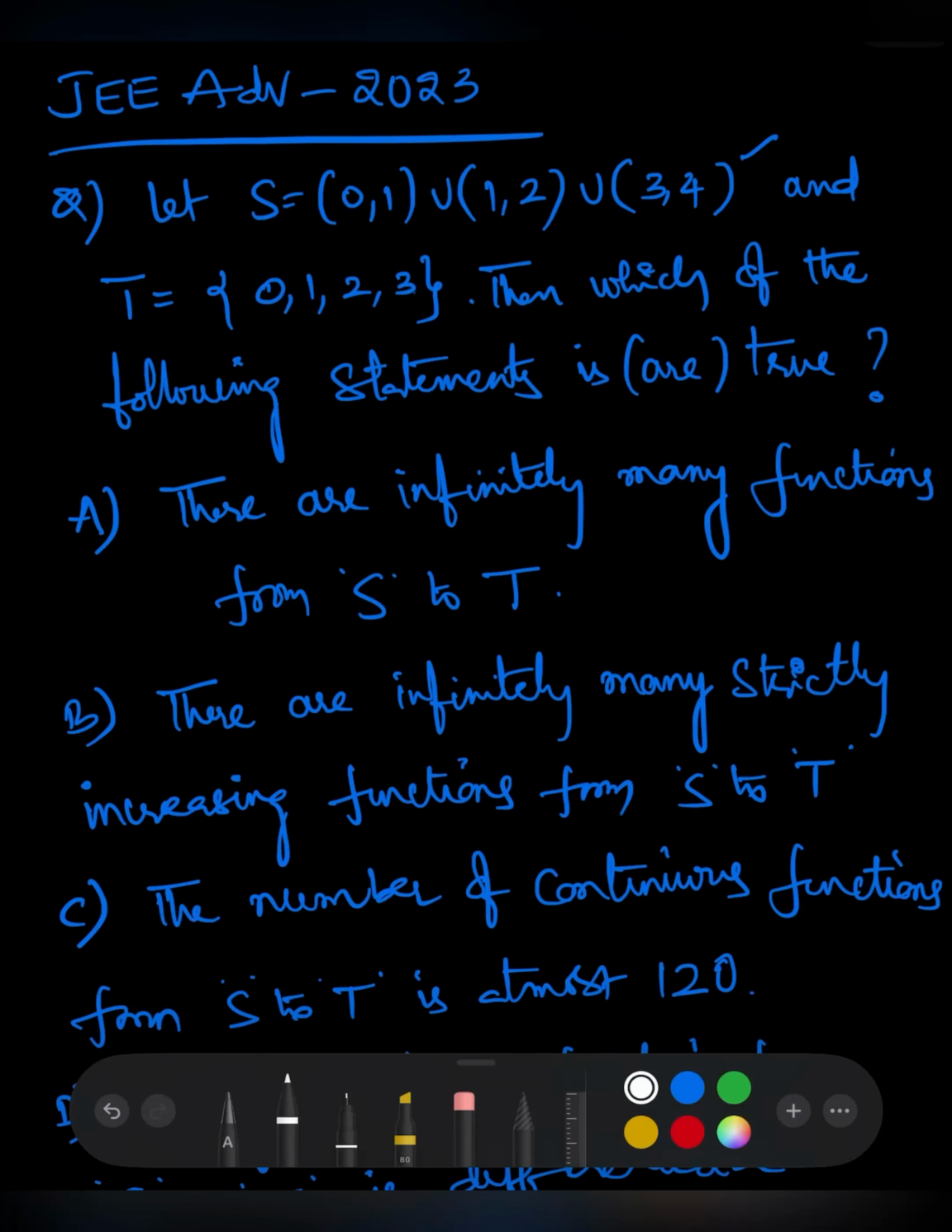Hi students, today we will discuss a multi-conceptual question related to functions, strictly increasing and decreasing functions, differentiability and continuity, which was given in the JEE Advanced Exam 2023.